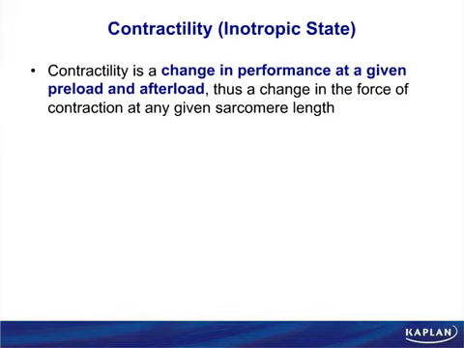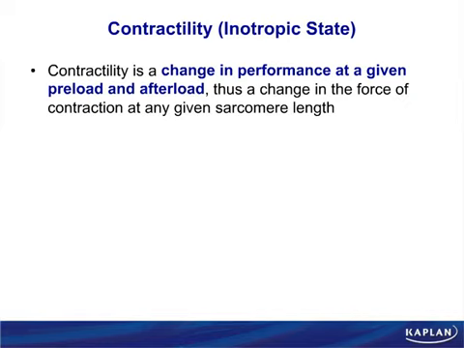Okay, that was preload. Now let's talk about contractility. Another term we can use for contractility is inotropic state. Contractility is a change in performance at a given preload and afterload. So in other words, a change in force of contraction at any given sarcomere length. This is a change in performance, could be stroke volume, could be peak systolic pressure, etc. A change in performance without changing preload. Notice, at any given sarcomere length.